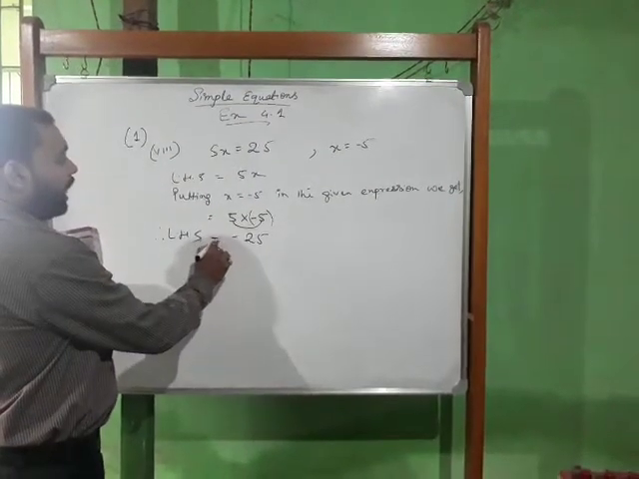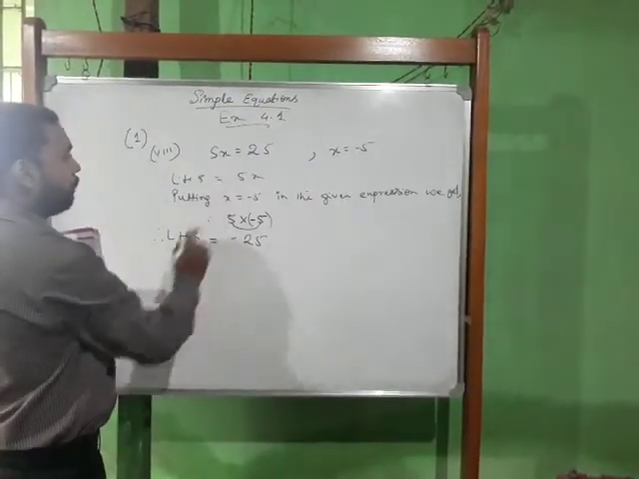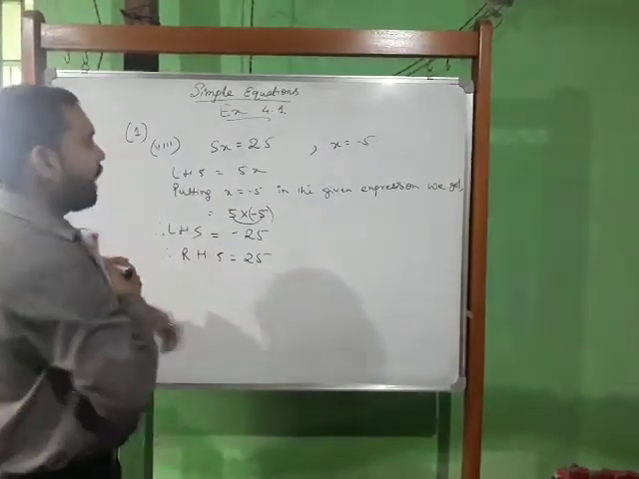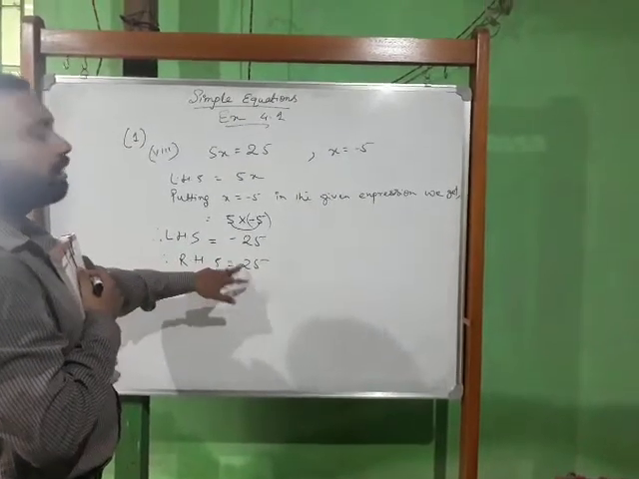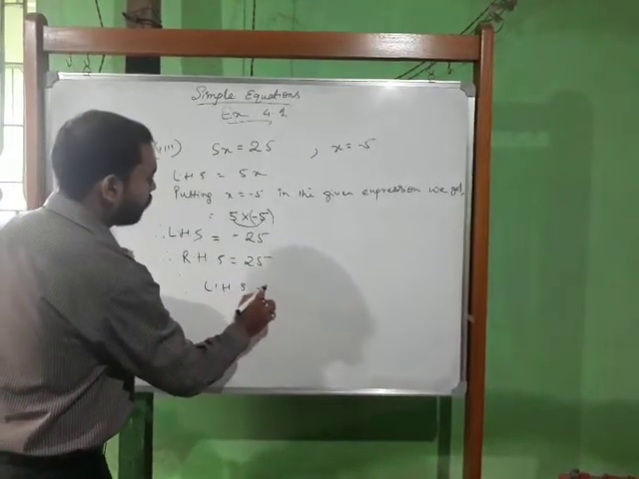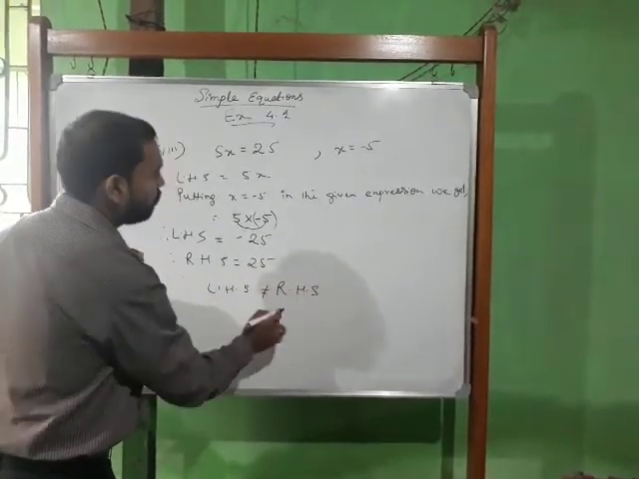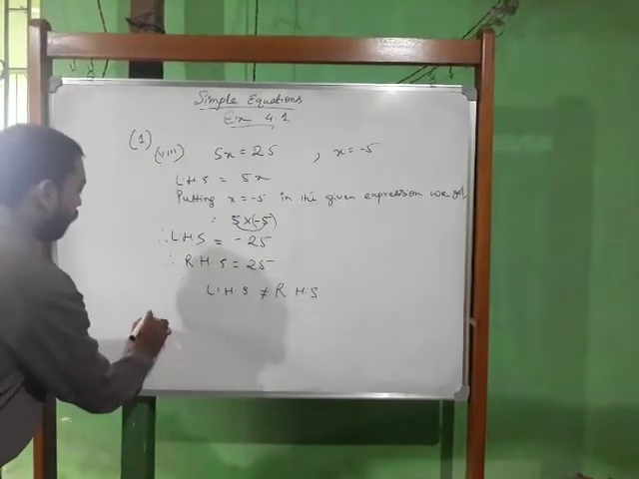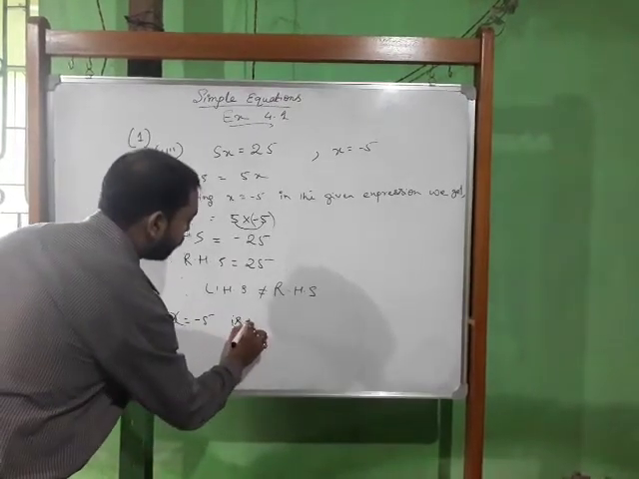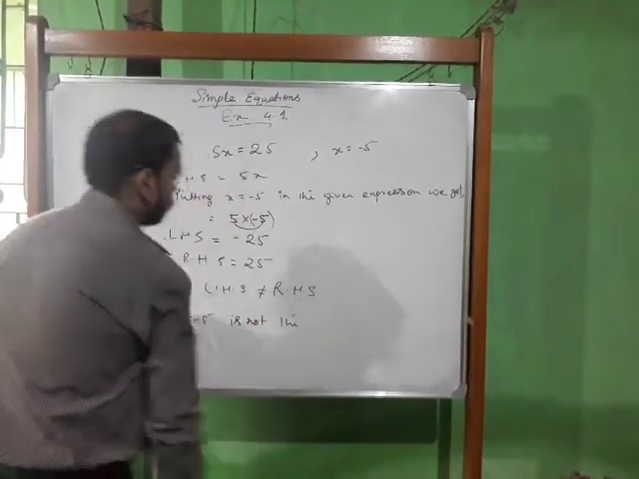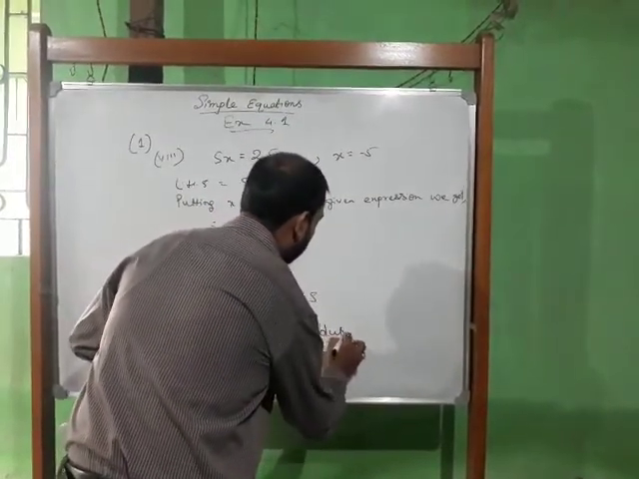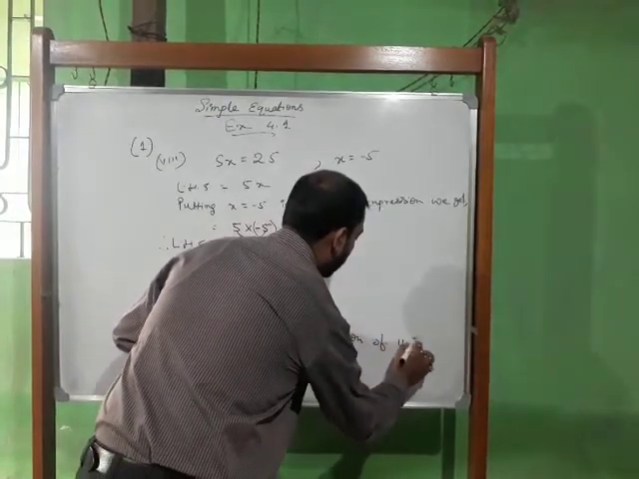So LHS is minus 25, but what is there in RHS? RHS, it is 25. Now you can see minus 25 and this is plus 25, these are not equal. So therefore what we can say, LHS is not equal to RHS. So what we can say, therefore x equal to minus 5 is not the solution.